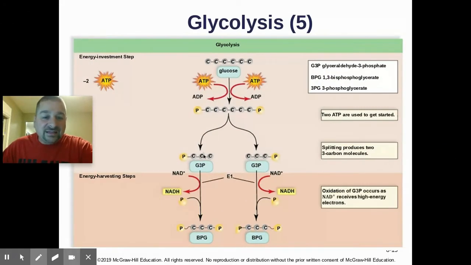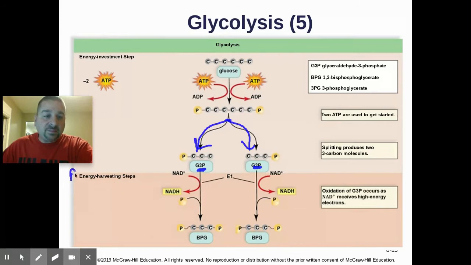Once we get the two G3Ps right here, notice it was split twice, so we're following this. Both sides are the same. They're just showing both pathways. So you could just show one pathway and then times 2, right? Because you have two G3Ps.